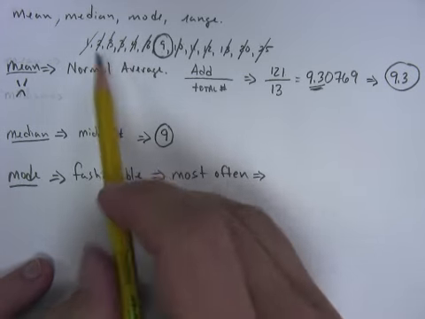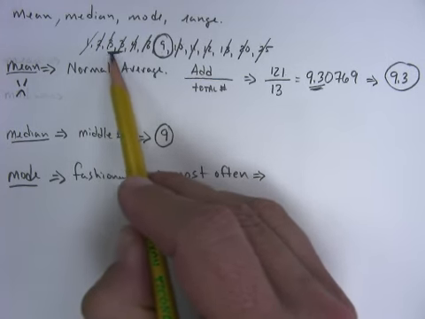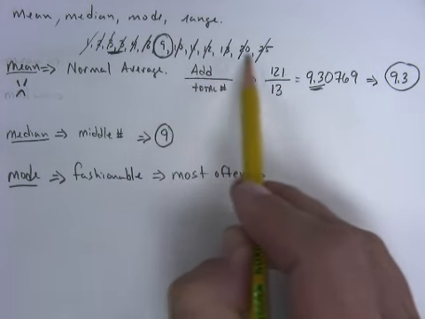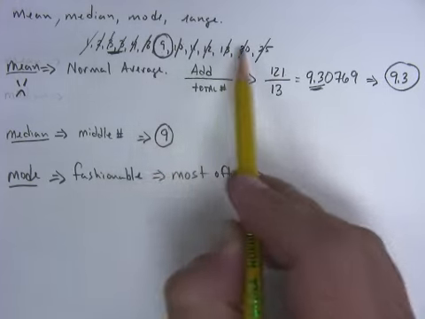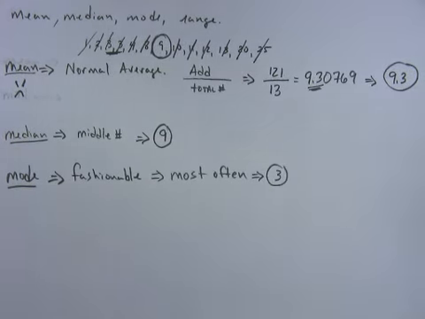So let's go through and see if we can figure out which one occurred most often. It looks like we got a 3 occurring twice, and that's it. So we have only one number occurring twice, and so the 3 then is the mode. It's the number that occurs most often.